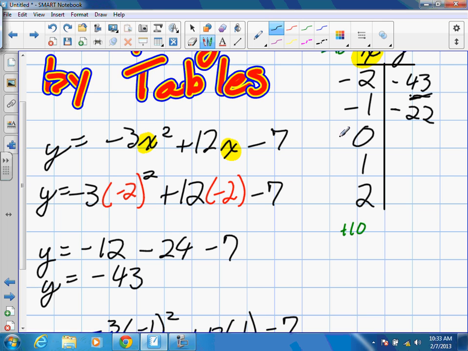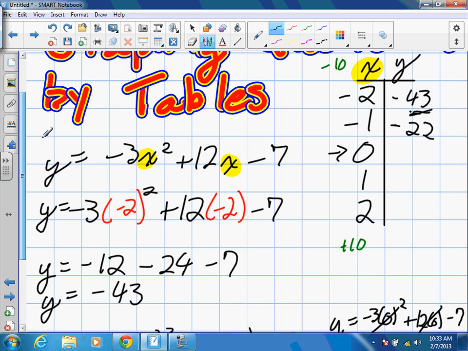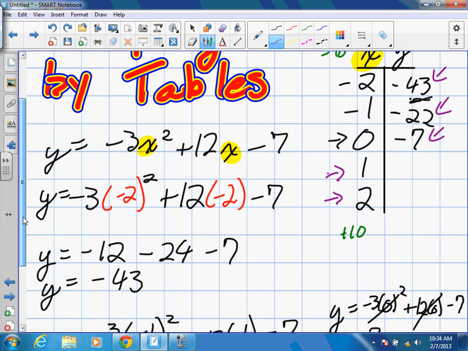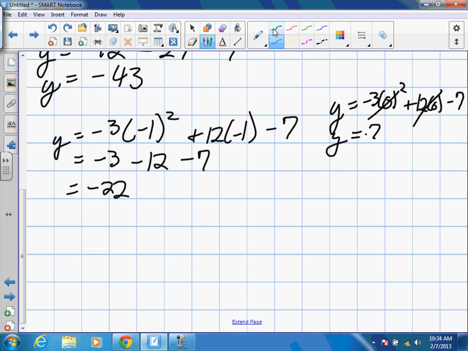The next one is 0. 0 is going to show up. I'll show you why. Y is equal to negative 3 times 0 squared plus 12 times 0 minus 7. When we multiply 0 by those values, they're going to drop off. So it's going to be negative 7. Now that is a value that will work. And if we look at the pattern, it looks like we're heading upwards. So these next few values will probably end up on the graph. We'll do 1 and 2. No, that's not the vertex. That's the y-intercept. We still have to technically figure out where the vertex is.